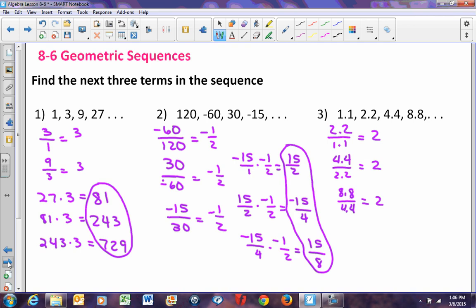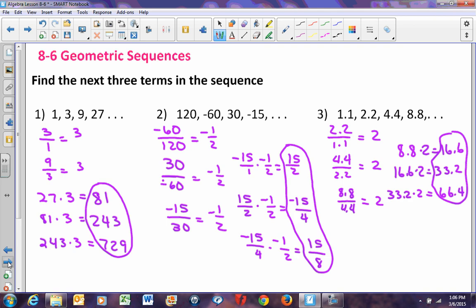So I'm going to do 8.8 times 2. And 8.8 times 2 is 16.6. 16.6 times 2 is 33.2. And 33.2 times 2 is 66.4. So my next three terms are these numbers right there. So far, that's not too hard.